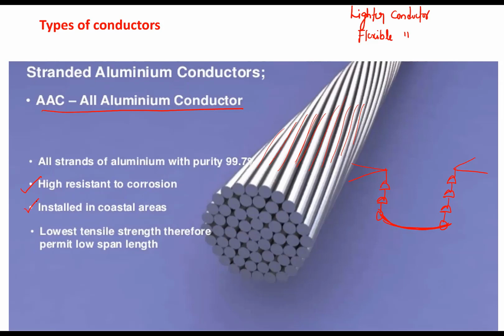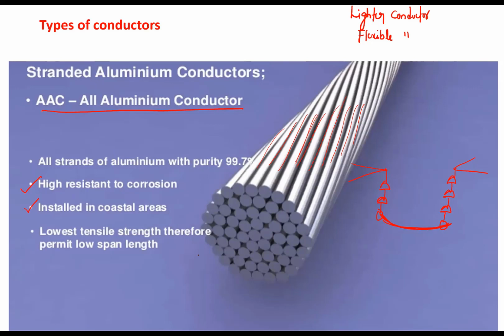So the chances of corrosion are more in the coastal belt. So then we go for all aluminum conductor. Why don't we go for ACSR? Even the steel, the iron portion, if that coating goes, there is a chance that the steel can corrode in coastal regions. But if all the strands are made up of aluminum, then there is no point of corrosion. So in coastal regions, we go for all aluminum conductor.